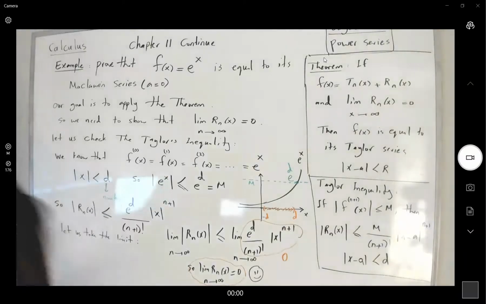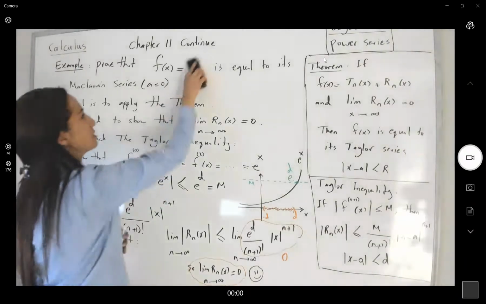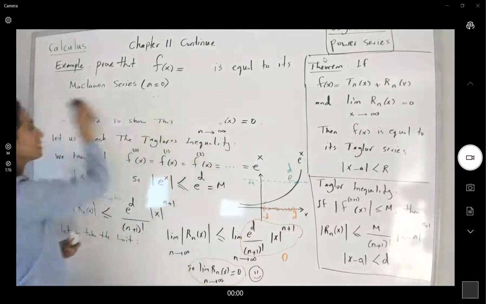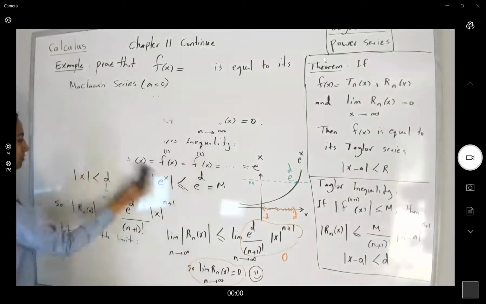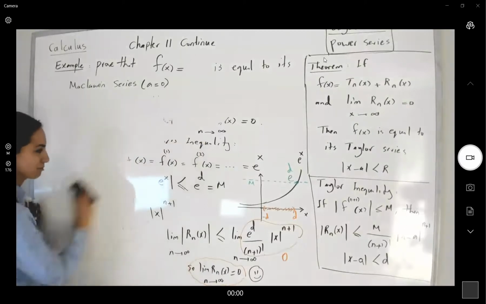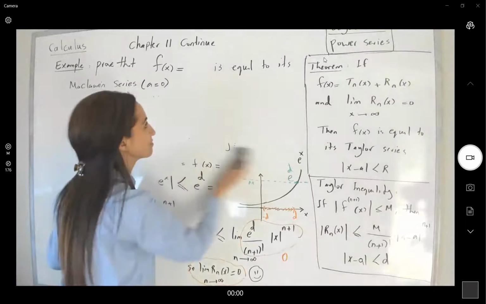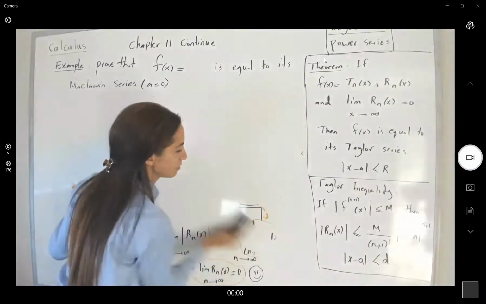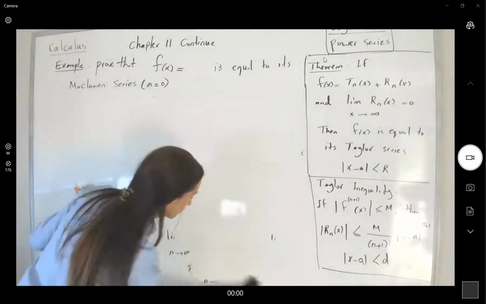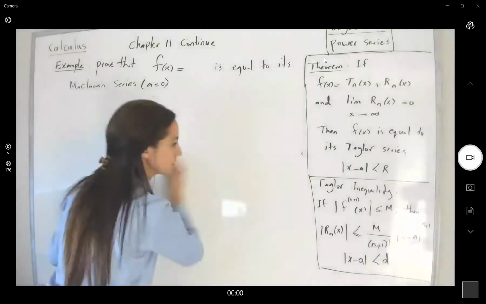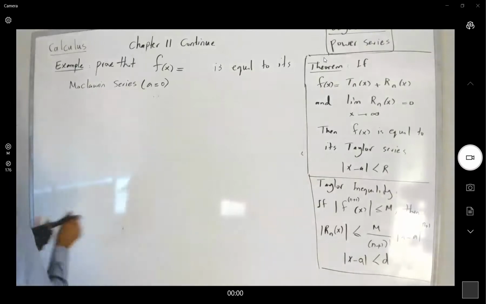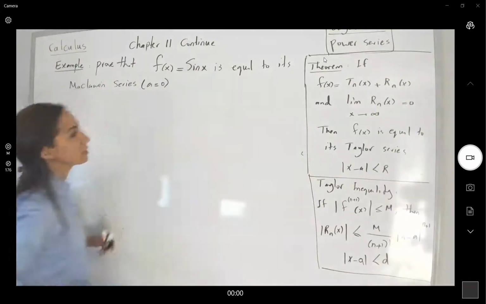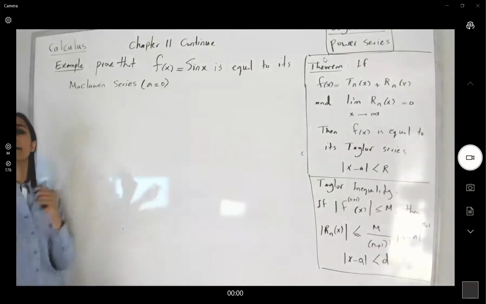Very well, give us another example. So let's work with the sine function. Prove that f of x equal to sine of x is equal to its Maclaurin series.